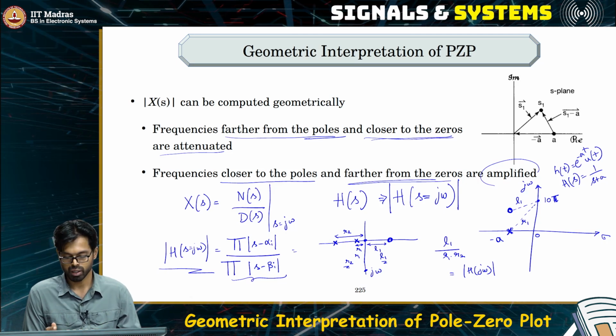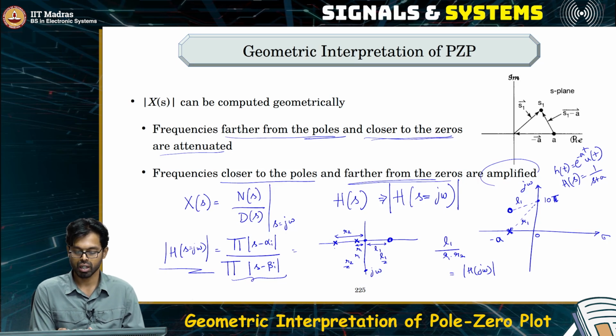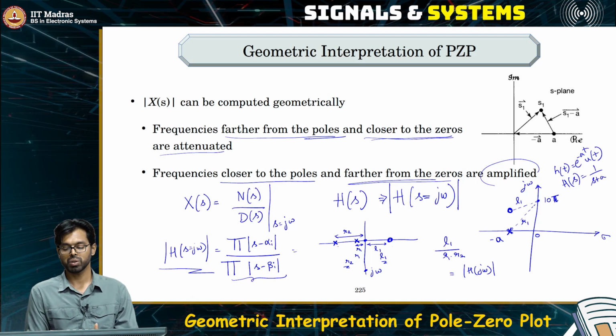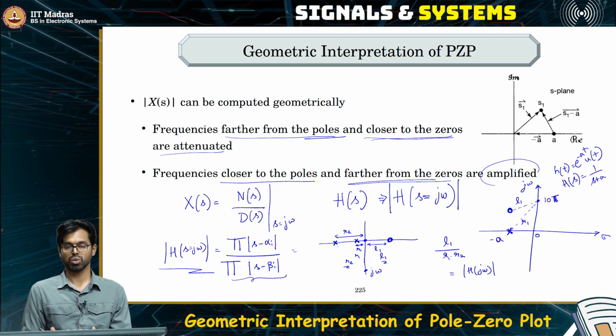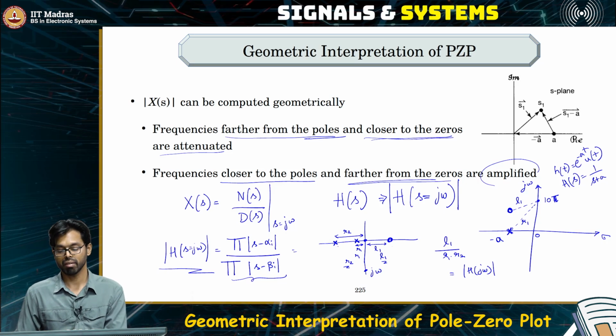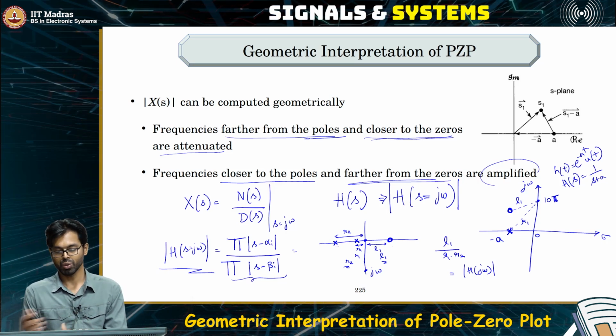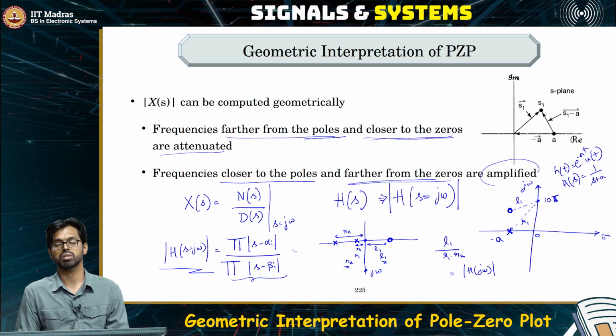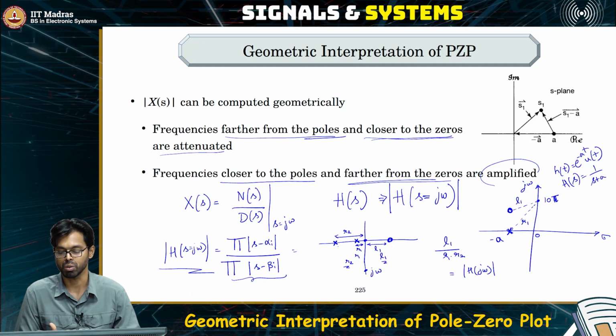So I don't know anything about the system. All I know is that there are two poles here and there is a 0 here. Just by looking at this, we were now able to say that this system, which corresponds to an ordinary differential equation, which corresponds to a circuit, will behave like a low pass filter. Without knowing anything, just by looking at this plot, we were able to comment about this frequency response. This is the power of pole 0 plots.